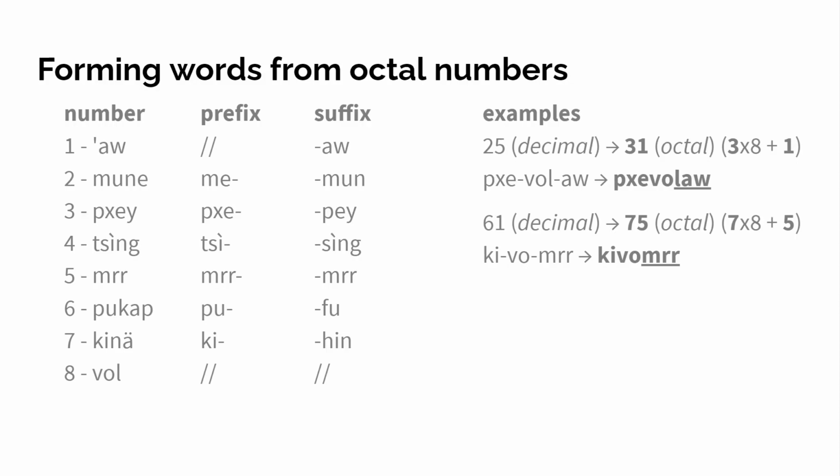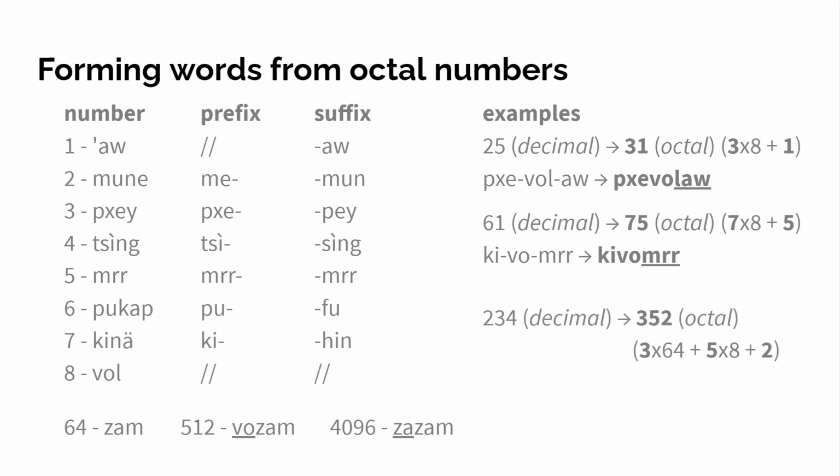Sometimes we want to say higher numbers, so if we have 3-digit numbers. And for these, we can use these. So 64 becomes sam, 512 is vosam, and 4096 is sasam. These are basically our next digits. Let's look at an example.